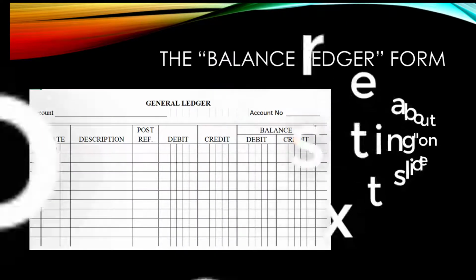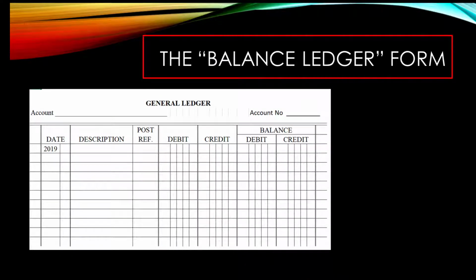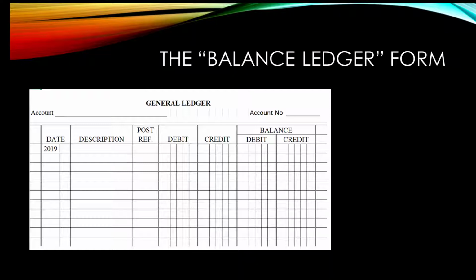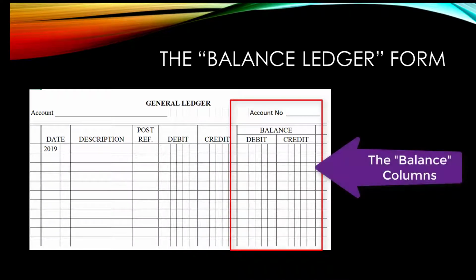So take a look at this balance ledger form. There are different types of general ledger forms, but this is the one that we'll be using. The balance ledger form has columns that are similar to the general journal, but there is an additional set of columns which will track the balance. These are known as the balance columns.